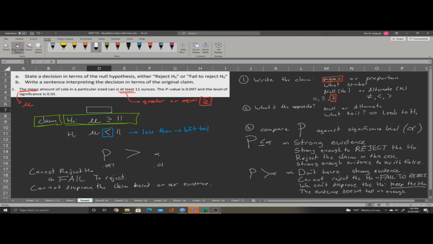Once again, this doesn't mean that the null has to be true. It just means that the data we've gathered does not allow us to cross it out.